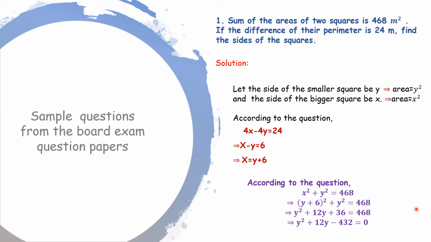Because we want the quadratic equation with one variable, replace x and y with one variable. So I'm just replacing x. x you can put as y plus 6 the whole square, plus this y square, is equal to 468. Now we can expand this using the a plus b the whole square formula: a square plus 2ab plus b square, which is equal to 468. Combine all the constants together: y square plus 12y minus 432 is equal to 0. This is the required quadratic equation.